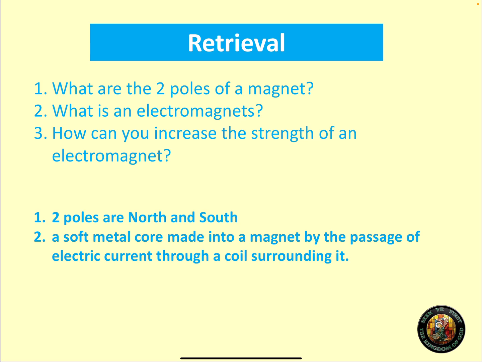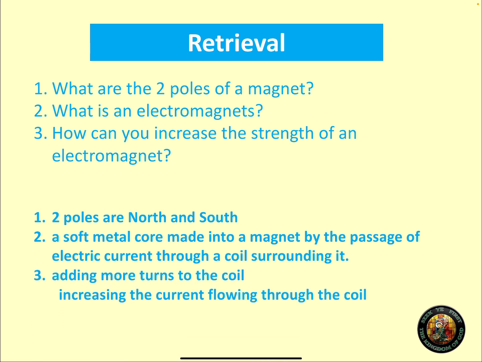And the perfect example where electromagnets are used is in a scrapyard. There are many other examples also. Number 3, how can you increase the strength of an electromagnet? Well, you can add more turns to the coil, or you can increase the current flowing through the coil.